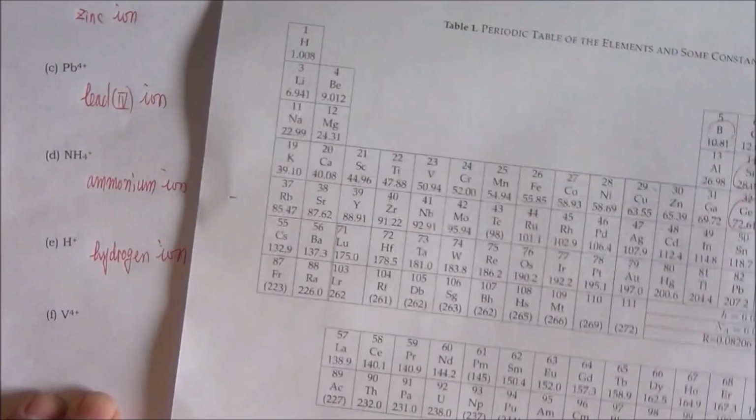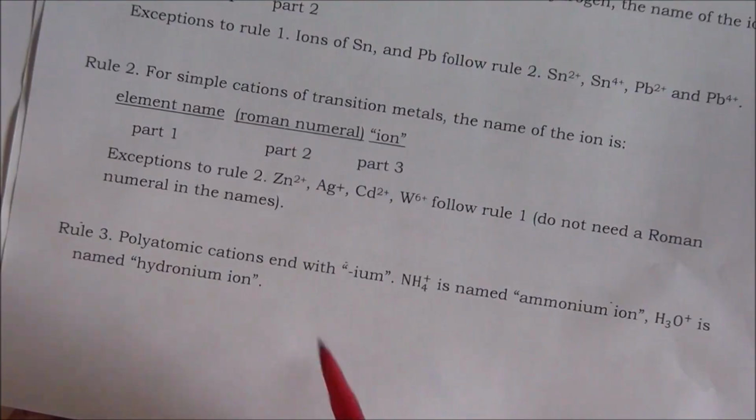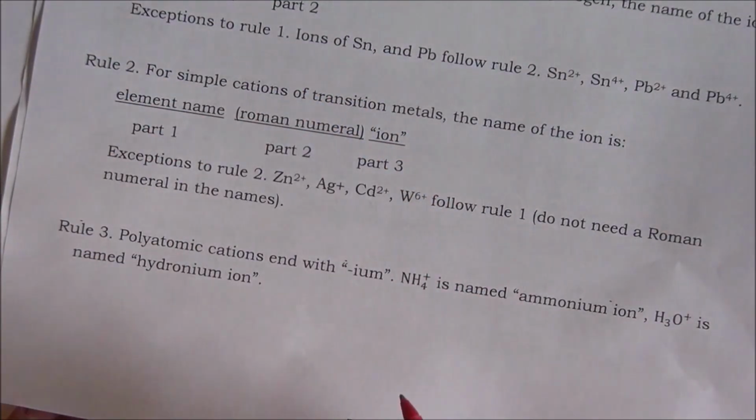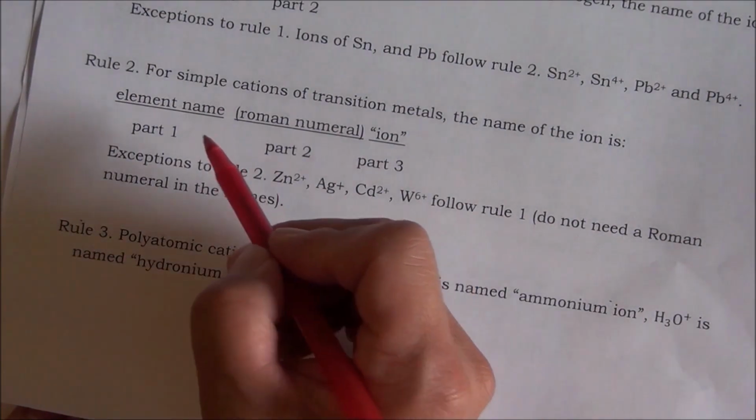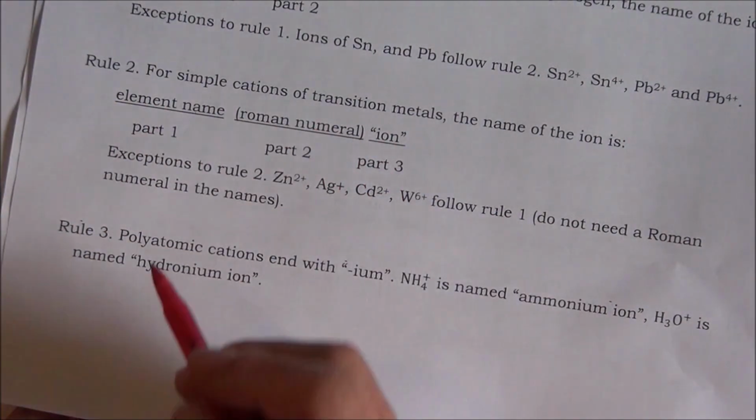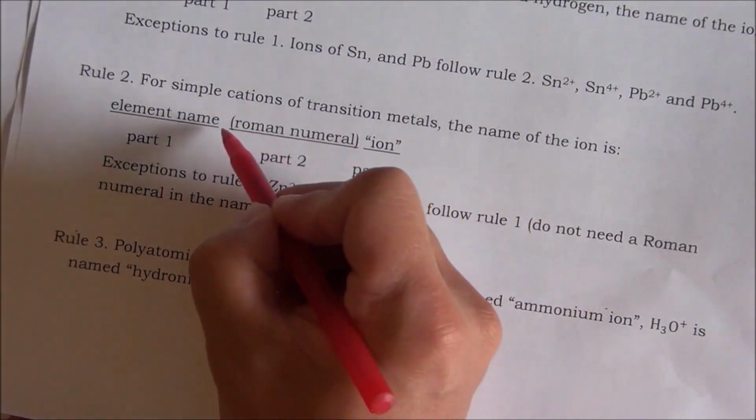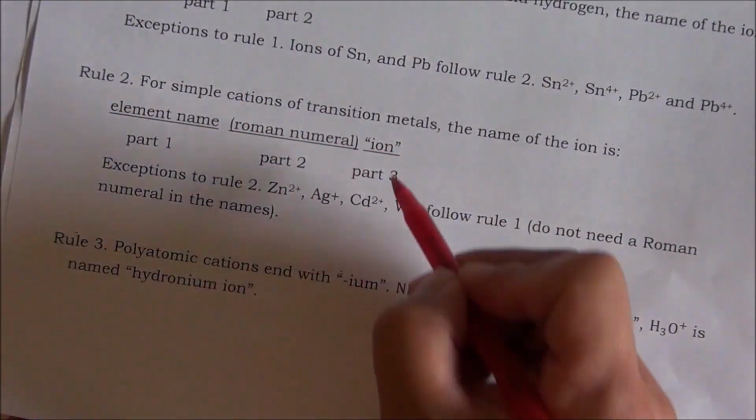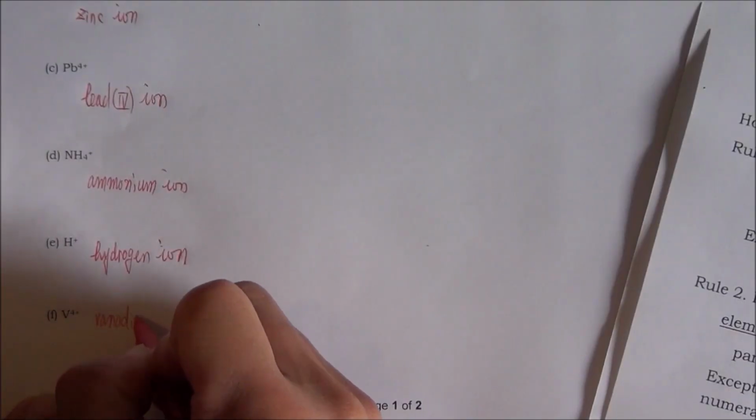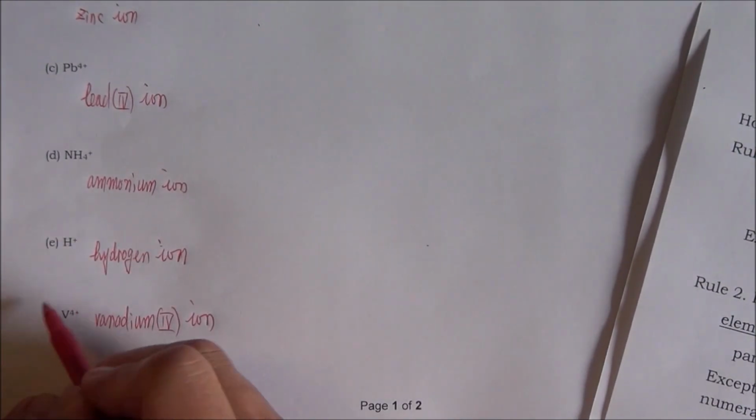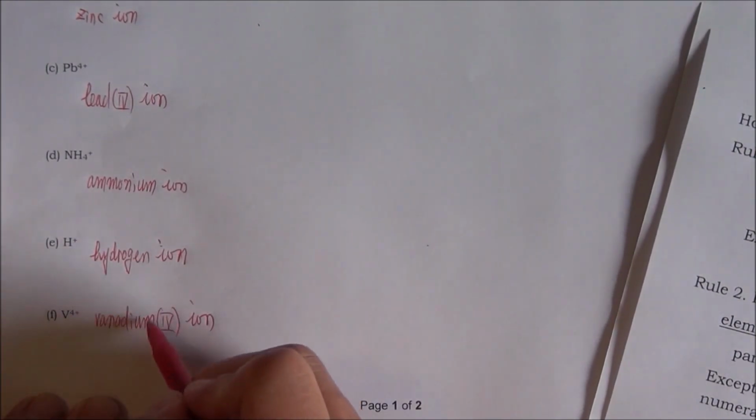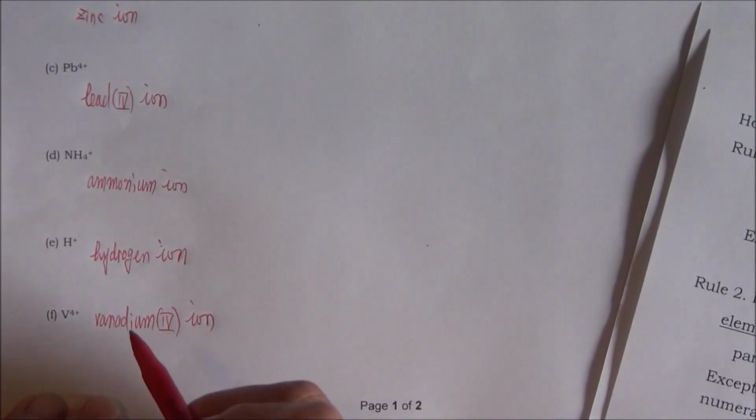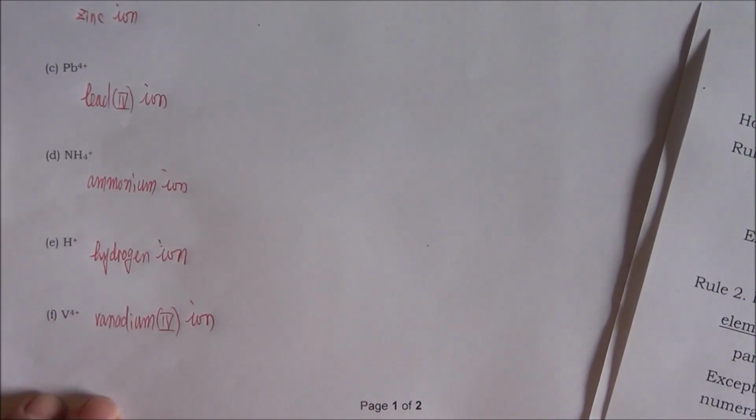One more example, V4+. V is a transition metal. Therefore, we need to use rule number 2 to name the ion V4+. It should include 1, 2, 3 parts: element name, parenthesis, a Roman numeral inside the parenthesis, ion. Therefore, the name of this ion is vanadium (IV) ion. Make sure you spell the element name correctly.